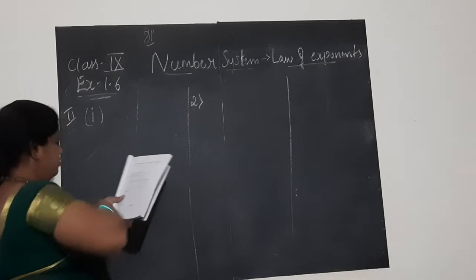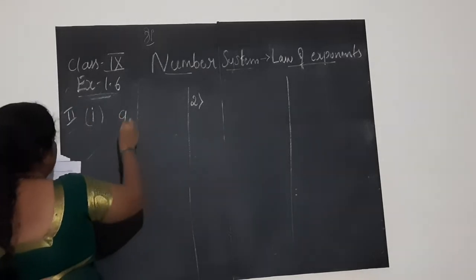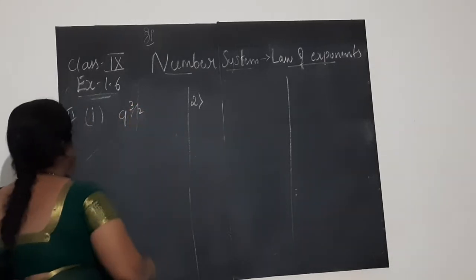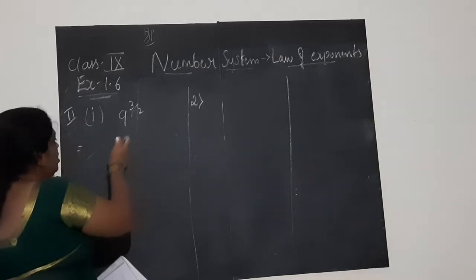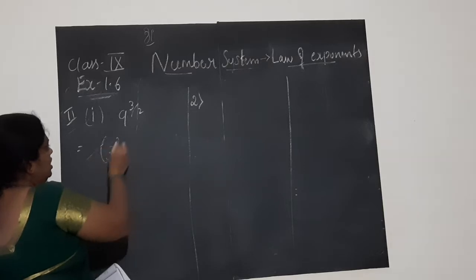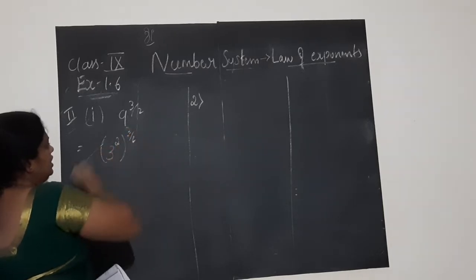Second main is also find only, children. First question is 9 to the power 3 by 2. Here, should we go for the LCM method? No, directly we can write now. 9 is 3 square. So 3 square to the power 3 by 2.